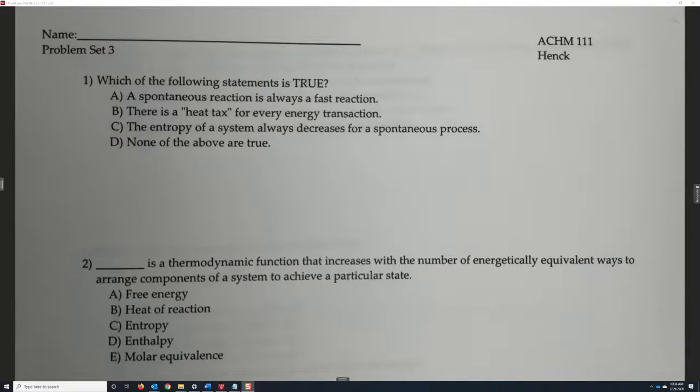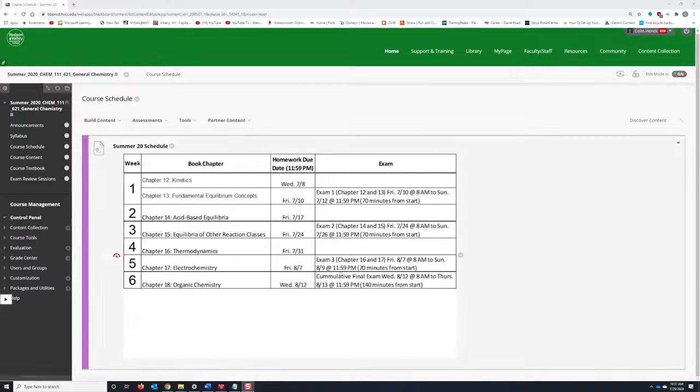So normally you have the tests during the week, but for the final exam, you're going to have the test on Wednesday and Thursday. So specifically, exam 3 will be on Friday till Sunday, as usual, but the cumulative final exam will be Wednesday 8/12 to Thursday 8/13. So you only have the 2 days to take it. And the reason for this is the class ends on Thursday, so we can't have it over the weekend like we normally do.